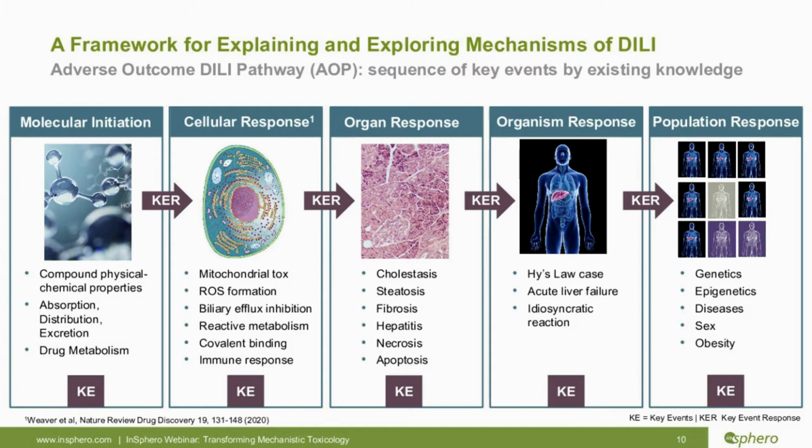So at the level of the organism, you see it then in the clinics, mostly where you have individual cases causing some acute liver failure. That can be measured by Hy's law cases, by bilirubin and ALT, but you also see it when a compound is on the market, when several risk factors come together, and then you observe this idiosyncratic reaction. So genetics at the population level also have some influence. There's some epigenetics which plays a role. There are some underlying diseases, and also sex and obesity play a role here.